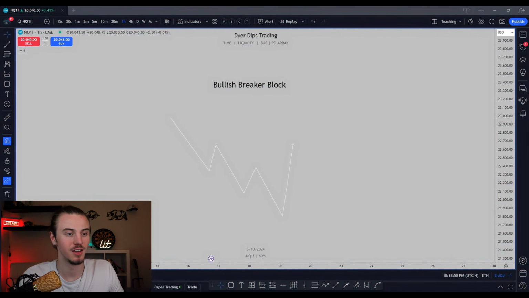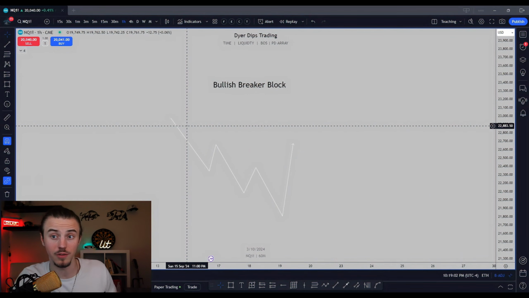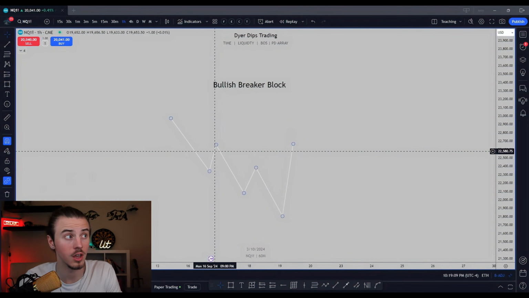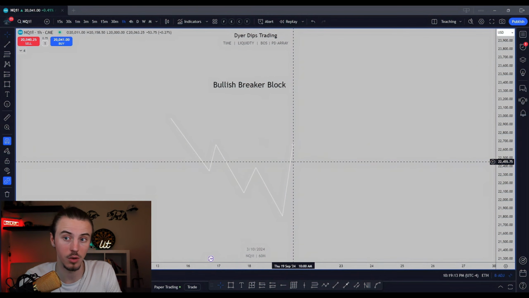Okay, so first thing, to understand the breaker block, I'm just going to use this quick little line diagram. I'm sure you've seen it a bunch of times, but I just really want to drive forward a few points here that I think get missed a little bit too often. So the first thing we have to identify when we're looking at a bullish breaker block is we have to know that we are in a downtrend. So we have to see lower lows, lower highs, lower lows, lower highs, lower lows.